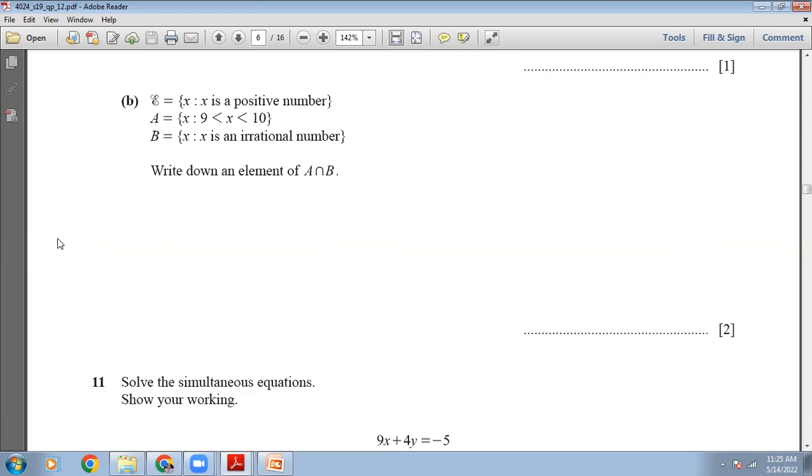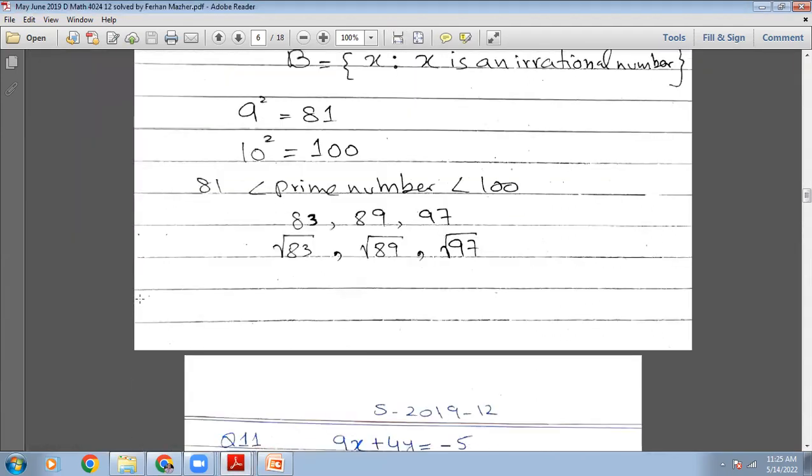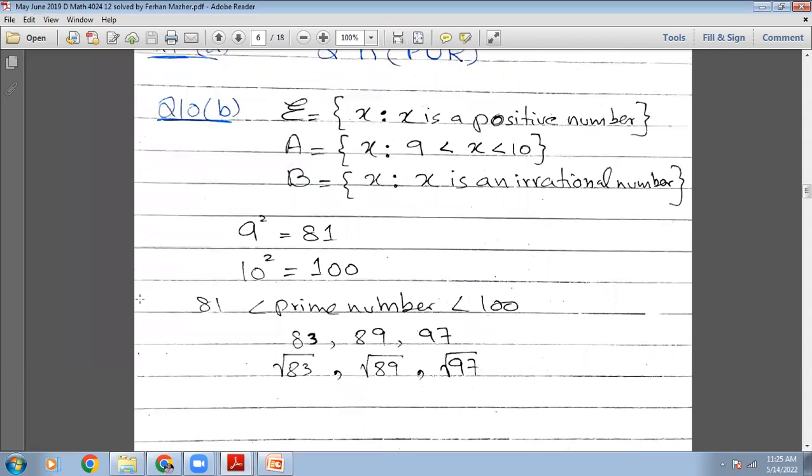This kind of question is a star question. Remember this, its difficulty level is a little higher. The methodology is very simple. If you want to give an irrational number between 9 and 10, find the square of 9, that's 81, and find the square of 10, that's 100. Between 81 and 100, note down the prime numbers. They are 83, 89, 97.